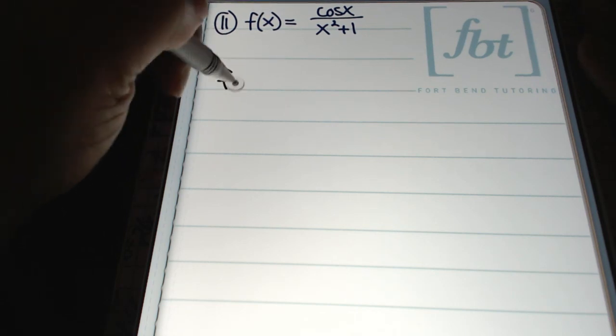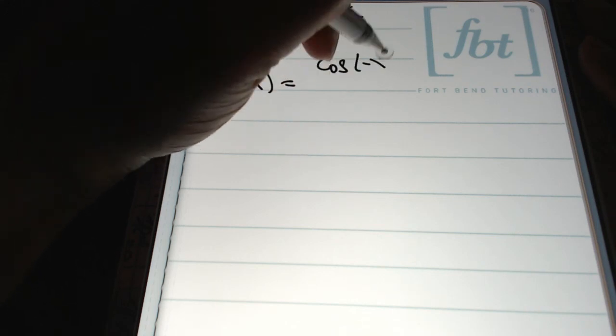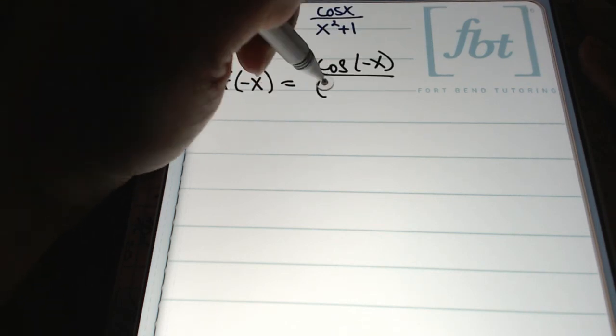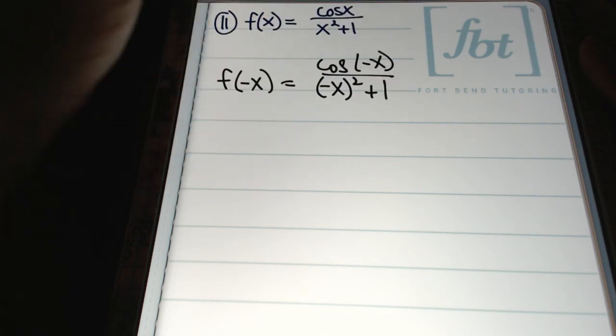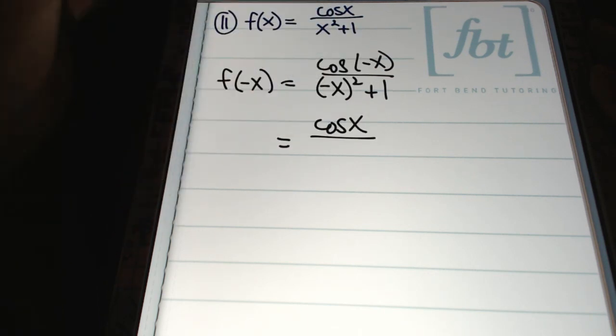If we replace all the x's with negative x, you'll have cosine of negative x. In the denominator, you'll have negative x squared, and then plus 1 there. Earlier in our notes, we confirmed that the cosine function itself was an even function, which meant that when you plug in negative x for x in a cosine function, you'll end up with the exact cosine of x. In other words, cosine of negative x is equivalent to cosine of x.